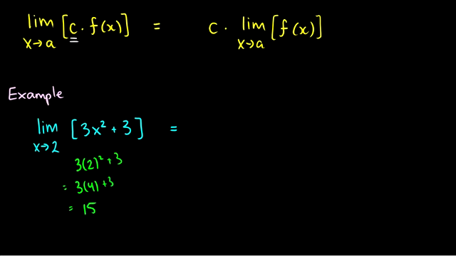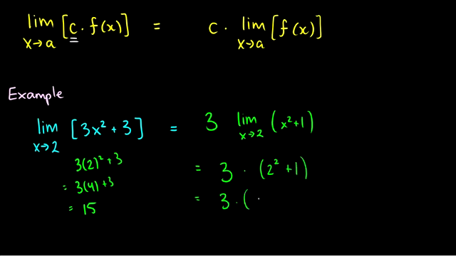But another way we can do it is we can pull out this constant factor of 3. So now this would be 3 times the limit as x goes to 2 of x squared plus 1. So this is equal to 3 times, well, let's put in 2 now. So this will be 2 squared plus 1, which is just 3 times, well, 2 squared plus 1 is the same thing as 5. So 3 times 5 is just 15. And again, we can see that these values are the same.